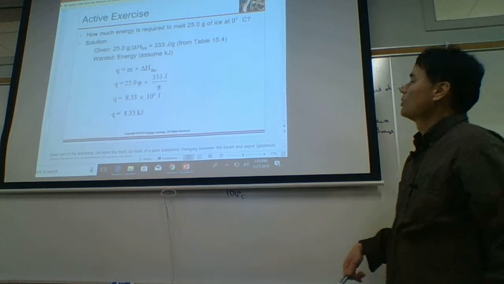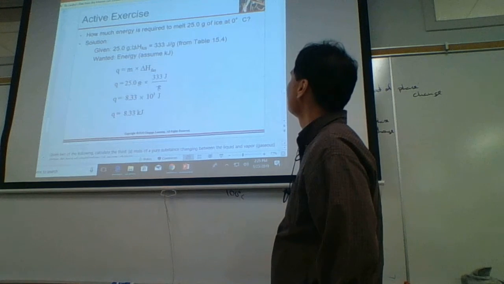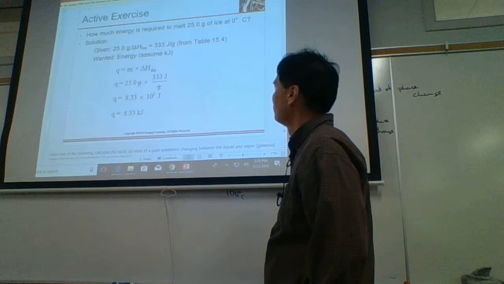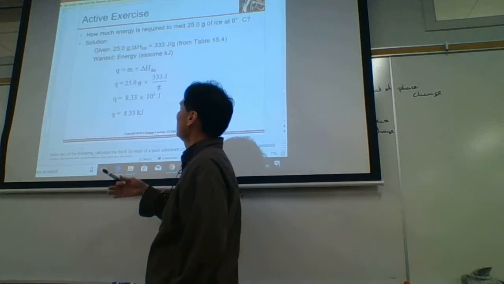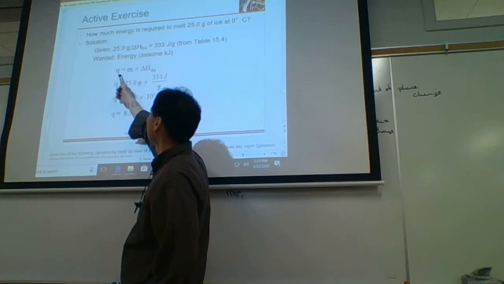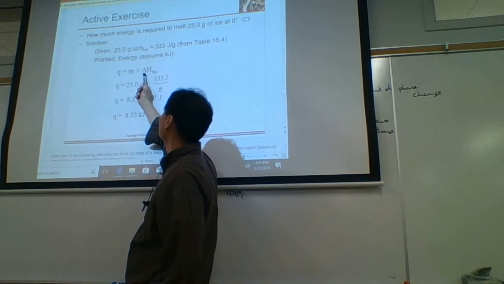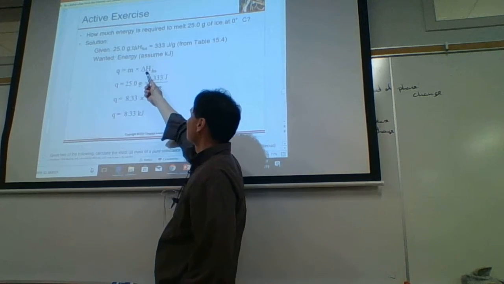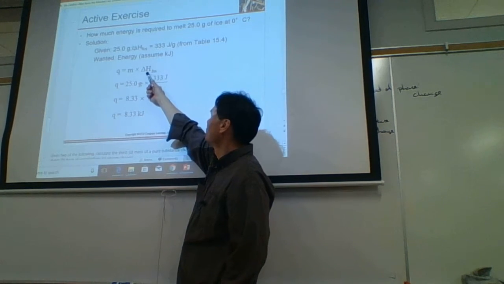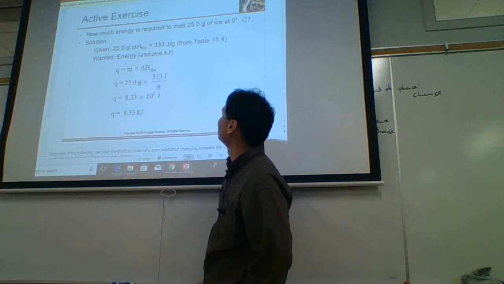How much energy is required to melt 25.0 grams of ice at 0 degrees C? Okay, so again, this is a phase change. We're melting. And so the equation is Q is equal to the amount times delta H. Now, what is the change? It's melting. It's also called fusion. So delta H of fusion is delta H of melting.